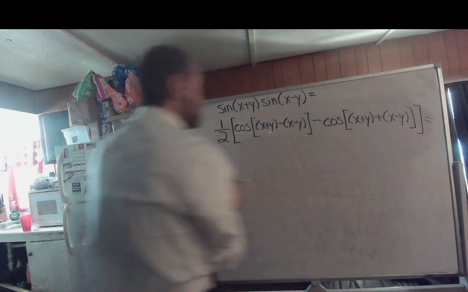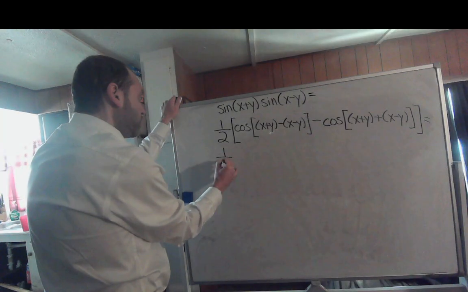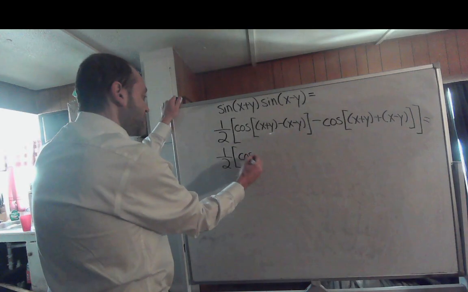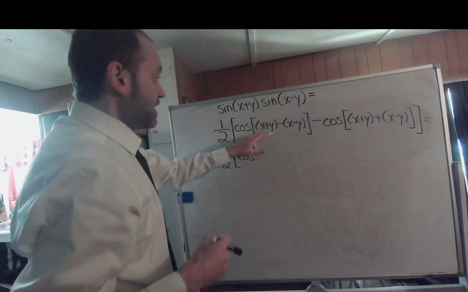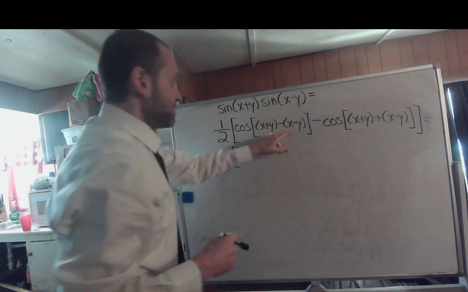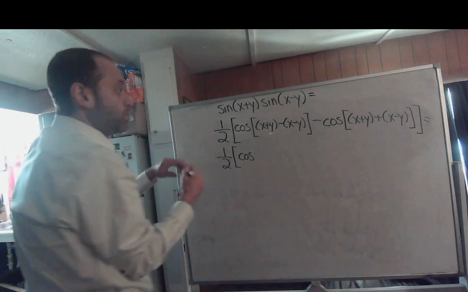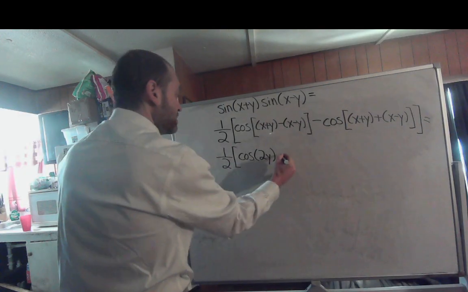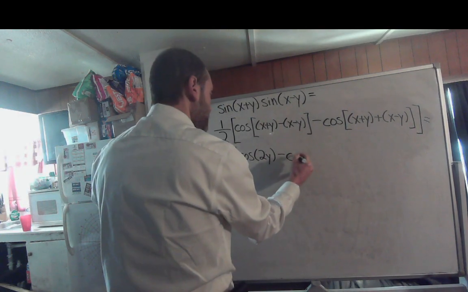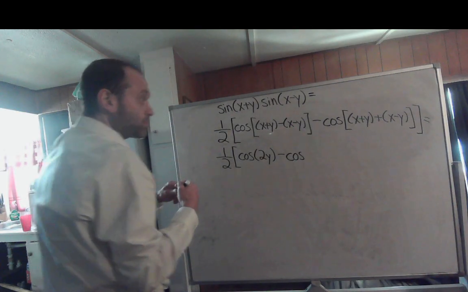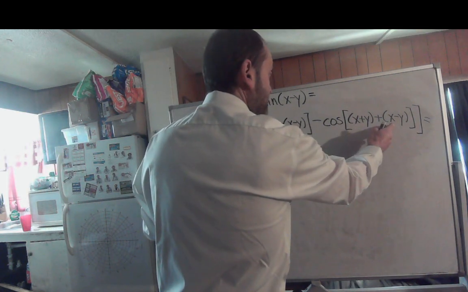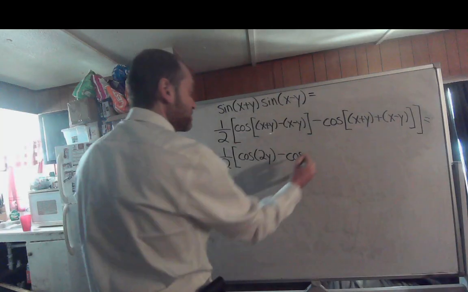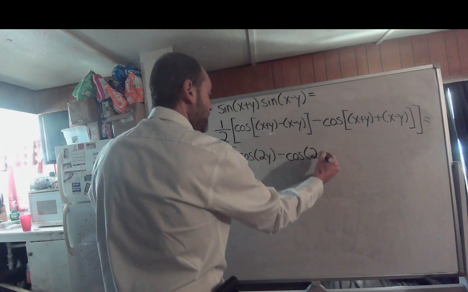Alright, so let's go to simplifying the brackets. You'll end up having 1/2 times the quantity of the cosine of x plus y minus x minus y. So the x's are gone, and y, that would be the cosine of 2y. Then you'd have minus the cosine of x plus x, which is 2x, and then y minus y is gone. So this would be minus the cosine of 2x.